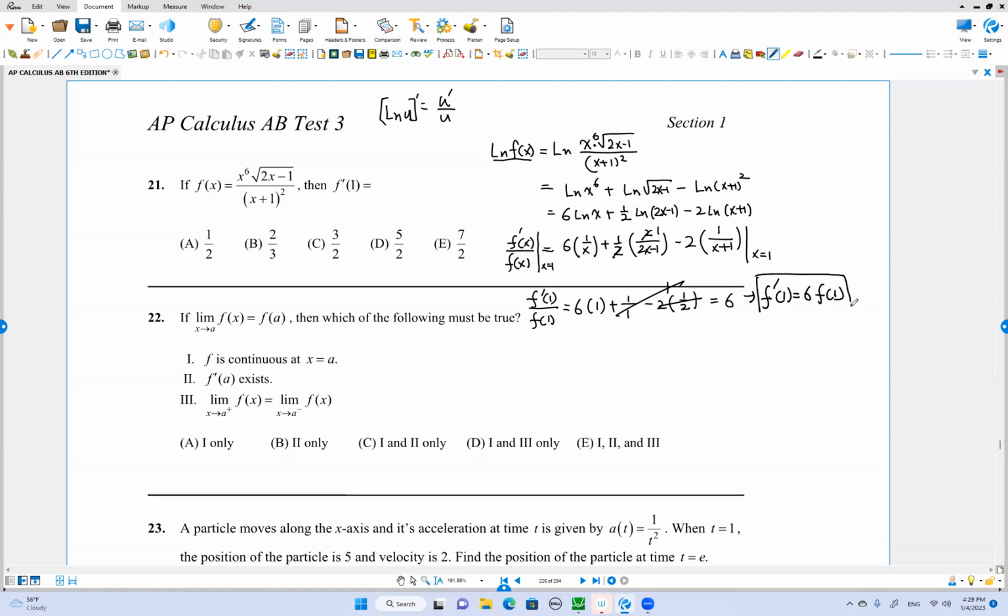To simplify, we used the log. So what is f of 1? We need to find f of 1 from the original function. Just put in 1: inside, 2 minus 1 is 1 and the root is 1. The bottom is 1 plus 1 is 2, squared is 4. So f of 1 is 1 over 4. So f prime of 1 is 6 times 1 over 4, that is 3 over 2.